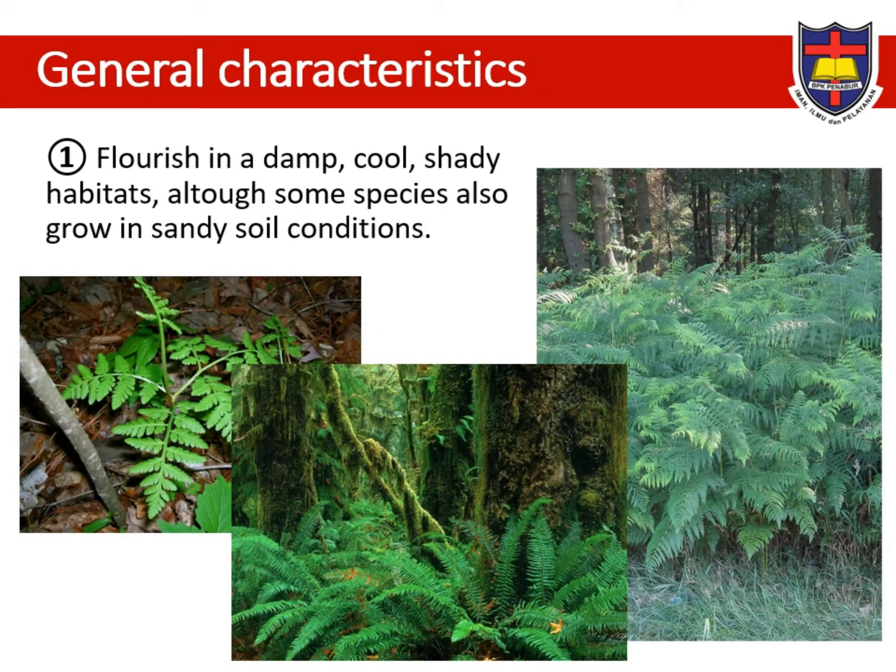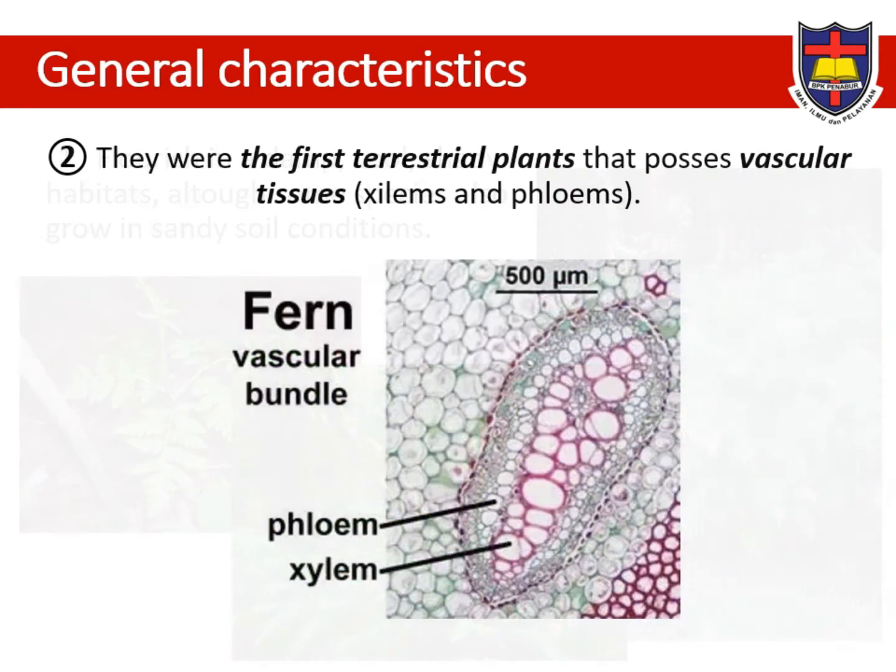Let's talk about the general characteristics of pteridophytes. First, they flourish in damp, cool, shady habitats, although some species also grow in sandy soil conditions. Next, they were the first terrestrial plants that possess vascular tissues, consisting of xylem and phloem.